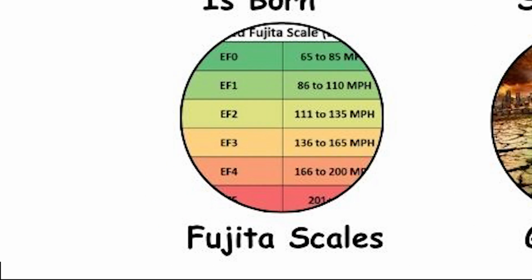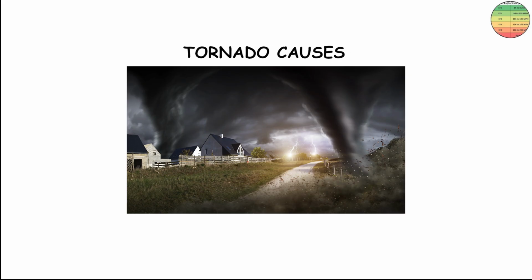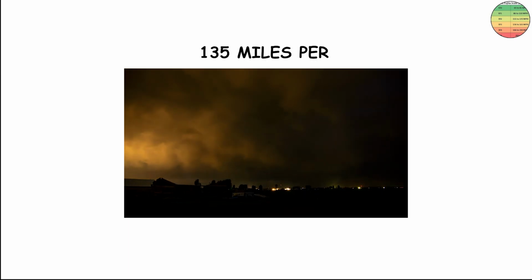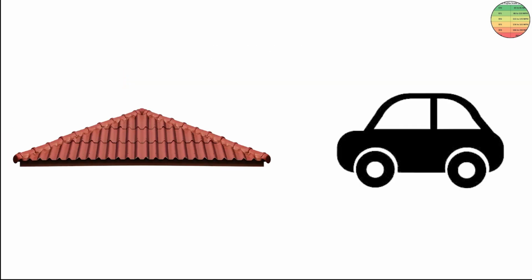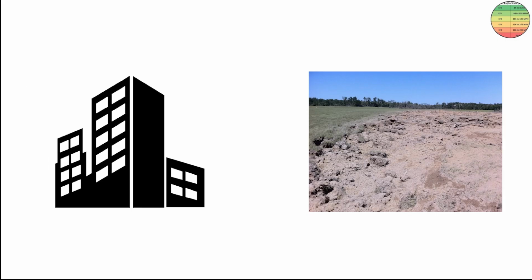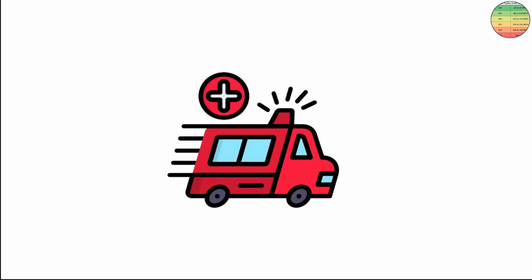The Fujita and Enhanced Fujita scales. Once a tornado forms, scientists classify its strength using the Fujita (F) or Enhanced Fujita (EF) scale. This scale is based on the damage a tornado causes, which correlates with its wind speed. EF0: winds of 65 to 85 mph, damages trees and light structures. EF1 to EF2: winds up to 135 miles per hour, can tear roofs from houses and flip vehicles. EF3 to EF5: winds over 165 to 200-plus mph, capable of leveling buildings and scouring the ground. This classification helps meteorologists communicate the severity of a tornado and guide emergency response efforts.